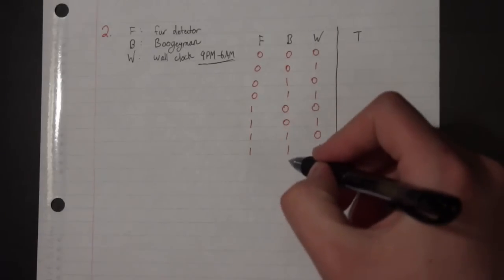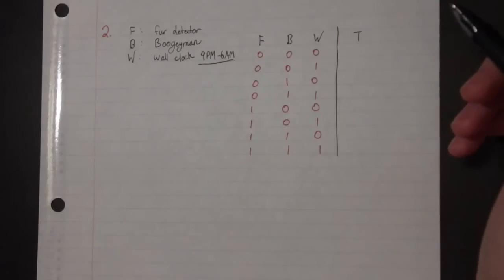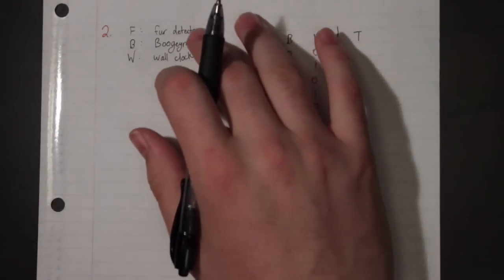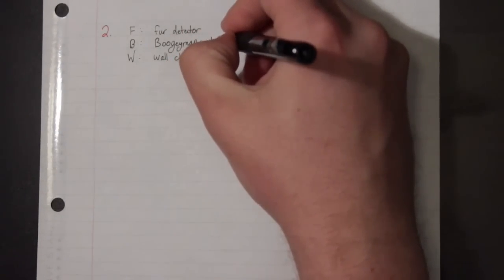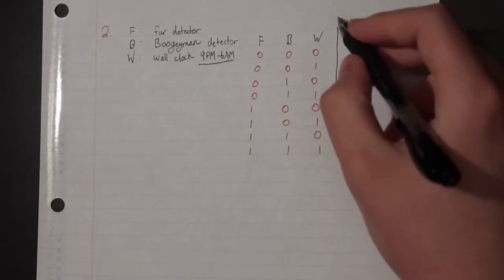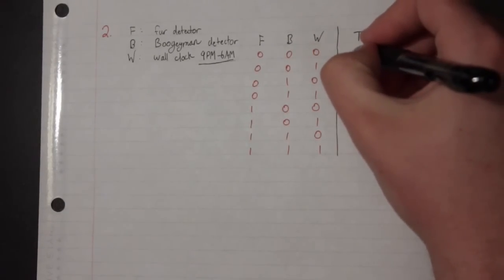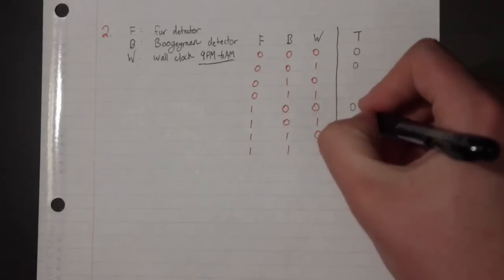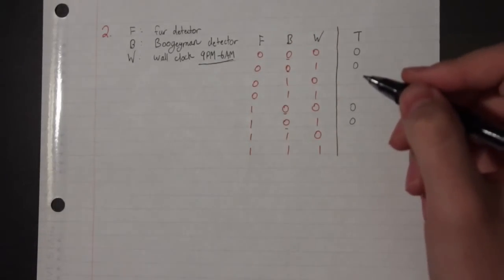So we know, first of all, that if the boogeyman is not in the attic, we're not going to set off the trap, because why would we? It'd be a waste of energy. The boogeyman is not there if the boogeyman detector, forgot to write detector, doesn't say he's there. So when the boogeyman detector is giving us false as a value, we can be assured that we're not going to set off the trap. So we'll set those to zeros, all of these regions where the boogeyman detector is saying that he's not there.